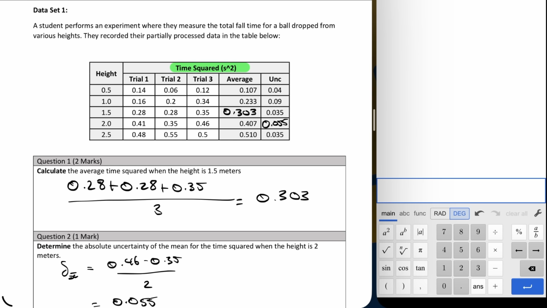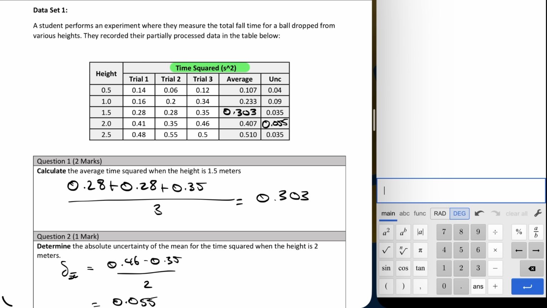The first challenge comes up here where I'm asked to identify the relationship between height and time squared. I just want to note this time squared here is already calculated for us. So not all data sets will do this. Sometimes you'll have time and you'll have to identify a relationship between height and time, and that would involve identifying that it is a squared relationship.